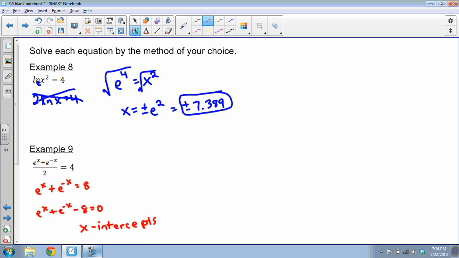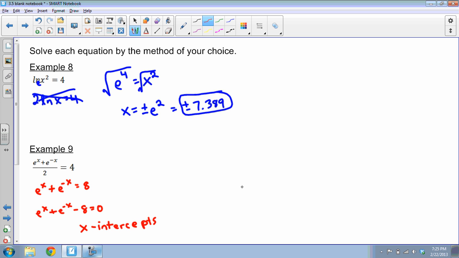And you would go second trace and go to 0. Remember that for the 0 menu, we want to go to the left of one of our zeros and press enter. Then we want to move to the right of one of our zeros. Then you can move closer to the 0 for it to guess, but you don't really have to.